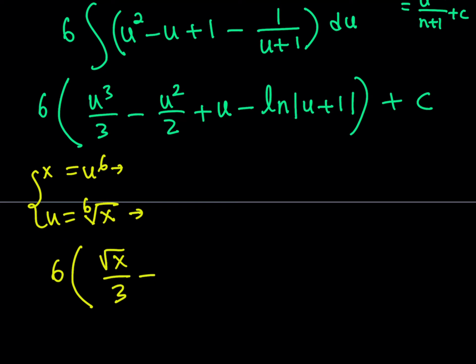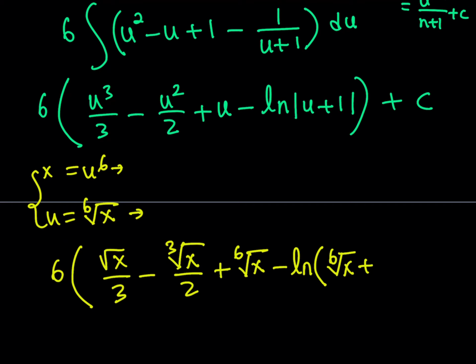u squared, on the other hand, is going to be the cube root of x divided by 2, and then plus u will be replaced with the 6th root of x, and then minus ln absolute value of u plus 1. Now notice that the 6th root of x is going to be non-negative. When you add 1, it's definitely going to be a positive quantity, so I don't need absolute value here. I can just go ahead and write it like this, and that's going to basically conclude my solution.